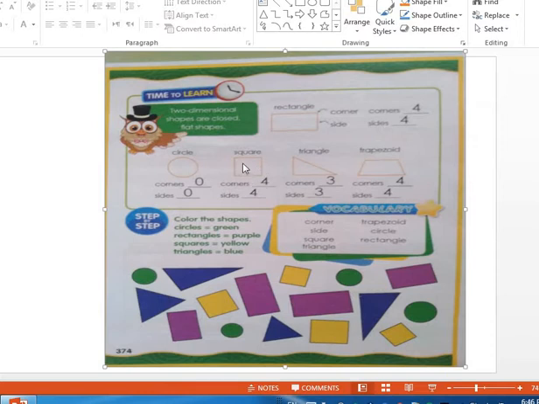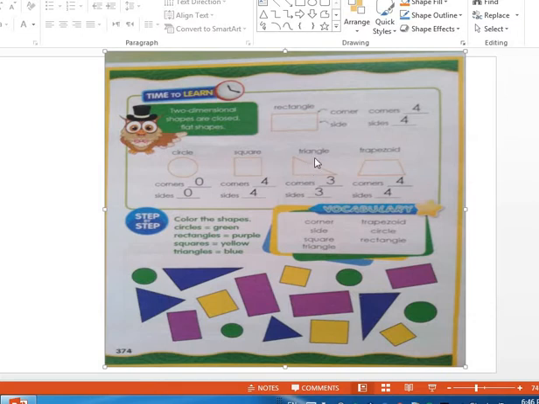The square has 4 equal sides. If this is 3 centimeters, so this is 3, this is 3, this is 3. It has 4 sides, as you see. Okay, and how many corners? 4 corners. 1, 2, 3, 4. 4 corners.